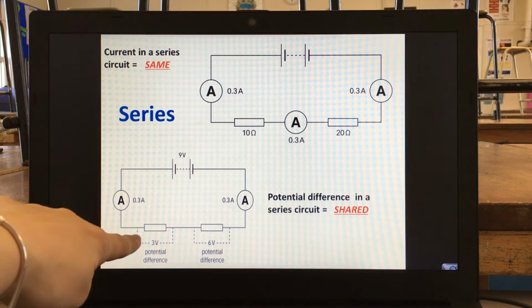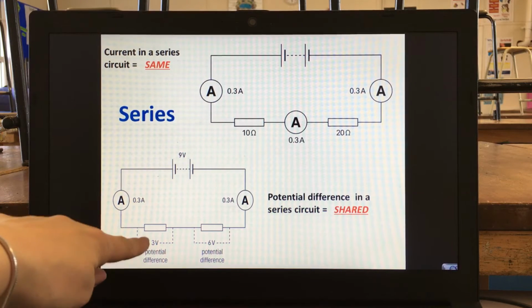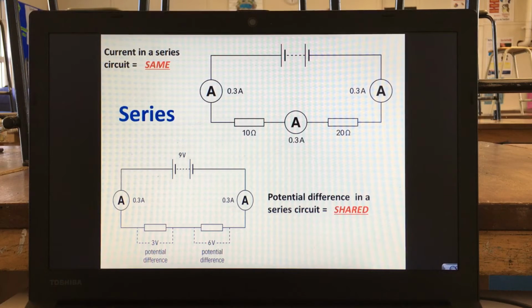Don't get confused if you see something like this, so a voltmeter connected in parallel. A voltmeter has to be in parallel. It measures the potential difference. Now, the potential difference is the difference between the energy going into an appliance, a component, and the energy coming out. So you need to know what goes in, what goes out. So it has to be at the start and at the end. So I like to call it a hugger.